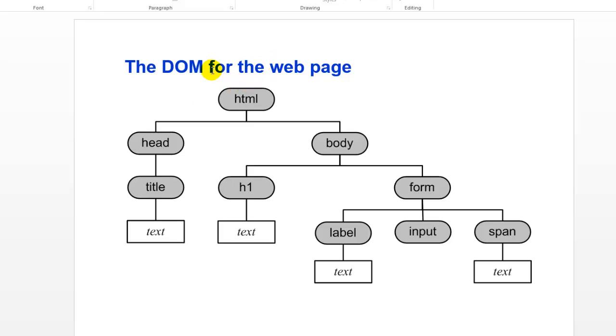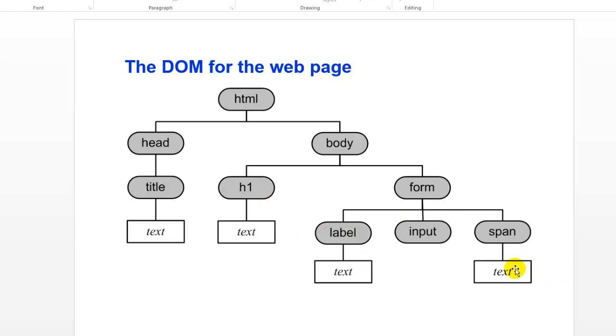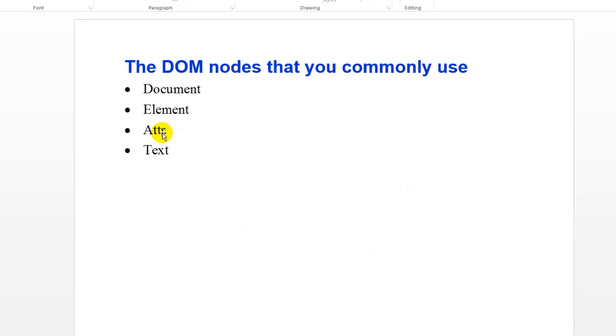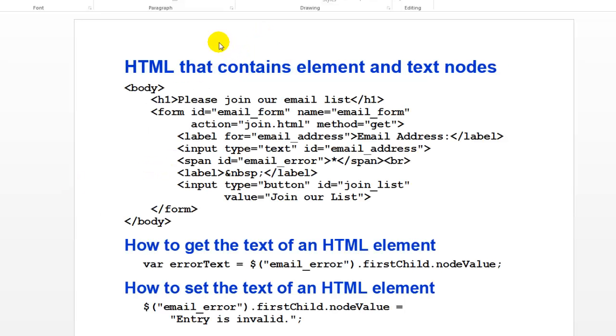So anytime an HTML page is loaded, the browser has to actually create this model. The DOM nodes that you will commonly use are document, element, attribute, and text. So there are different types of nodes here. These are text nodes, and then these right here that we talked about are element nodes. So there are also attribute nodes, and there is the document node, which is at the very top. Some of the properties of the node interface are node value, parent node, child nodes, first child, last child, and next element sibling. So be aware of that.